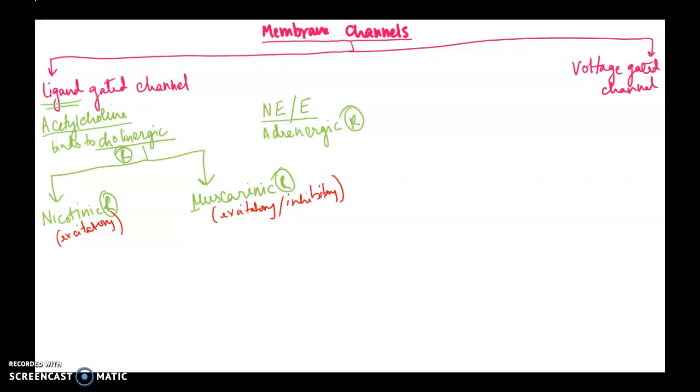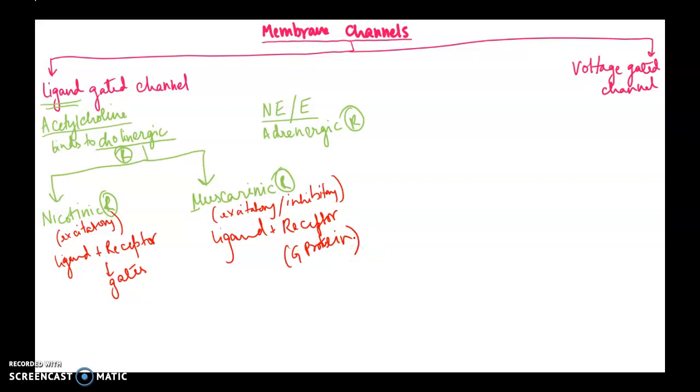The nicotinic receptors, obviously the ligand needs to bind to the receptor, and that opens up the gates, right? In case of muscarinic, the ligand binds to the receptor, and the receptor is coupled to a G protein. So in case of muscarinic, we have G protein coupled receptors.